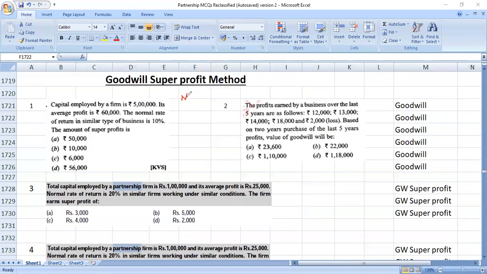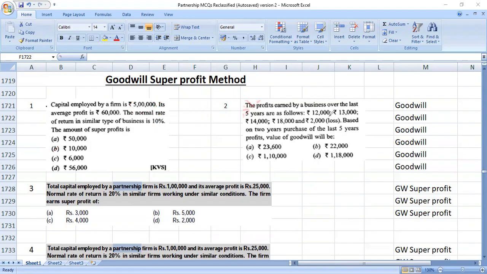Actual profit minus normal profit. Actual profit is 60,000. What is normal profit? Capital employed into normal rate of return. So 5 lakh into 10%, 50,000. So super profit is 10,000.